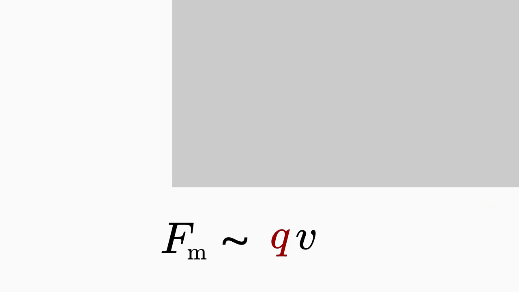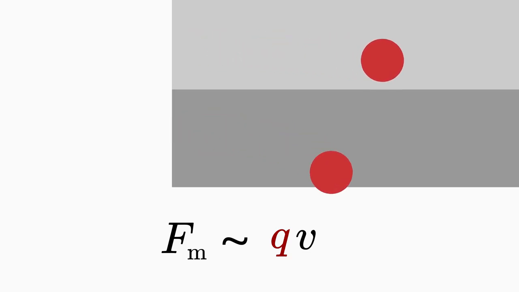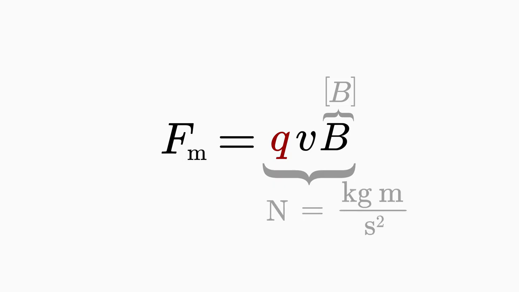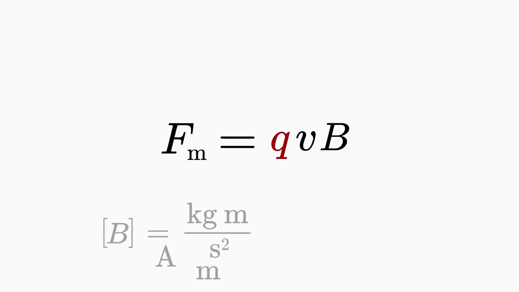The force on the particle increases in proportion to its charge q and its velocity v, that is, doubling the charge or the speed doubles the force on the particle. But not only that, the force also increases in proportion to the applied magnetic field. The unit of this quantity must be such that the right-hand side of the equation gives the unit of force, that is, Newton, or kilogram-meter per second squared. By a simple transformation, you will find that the unit must be kilogram per ampere second squared. This is what we call the unit of Tesla.